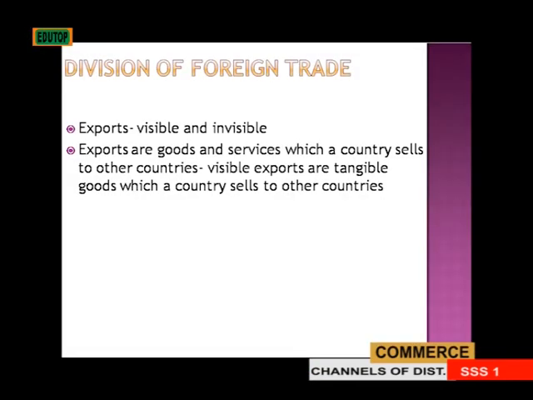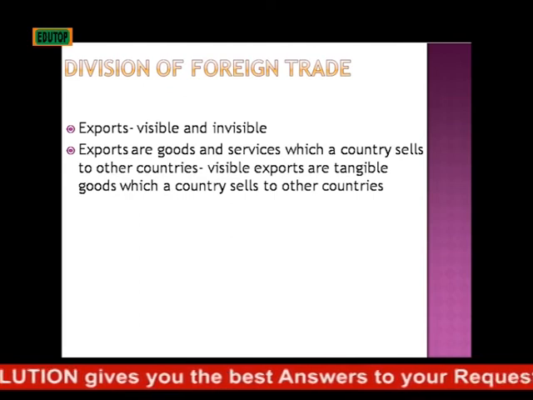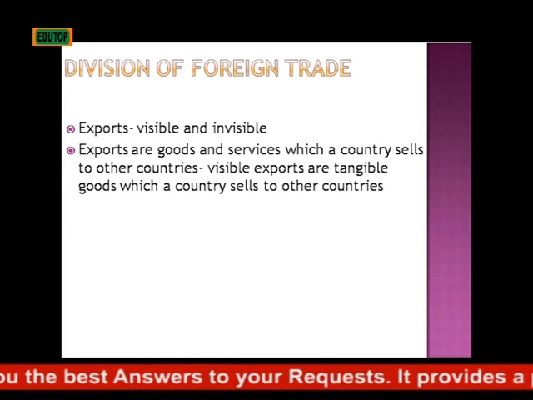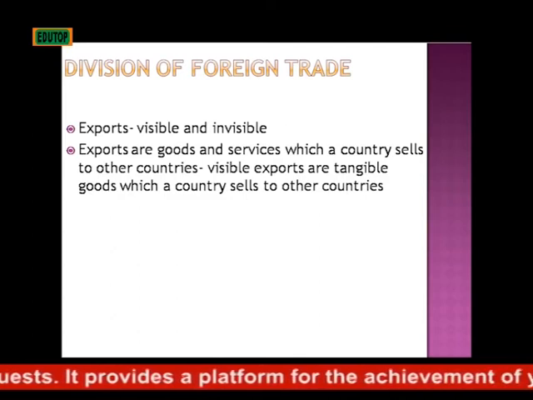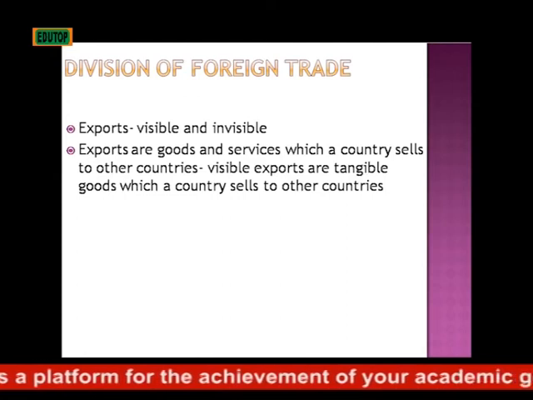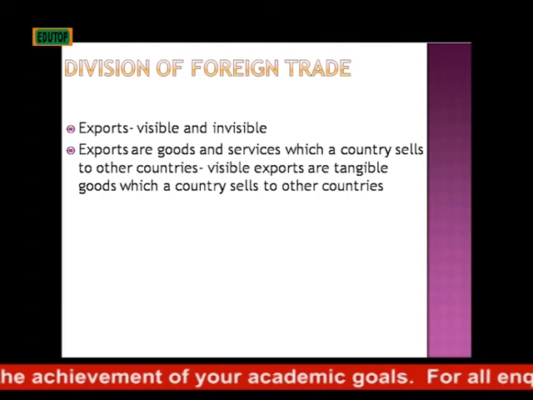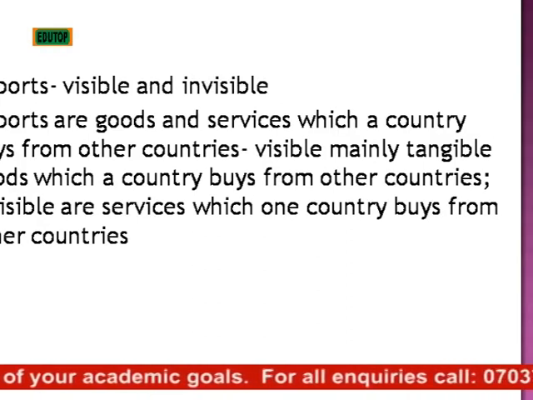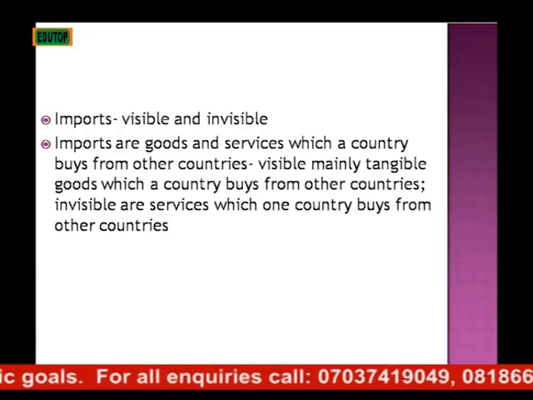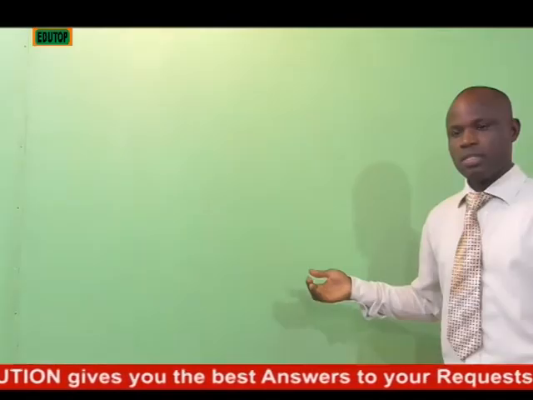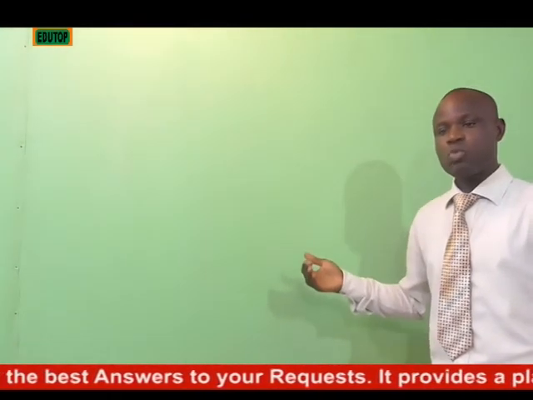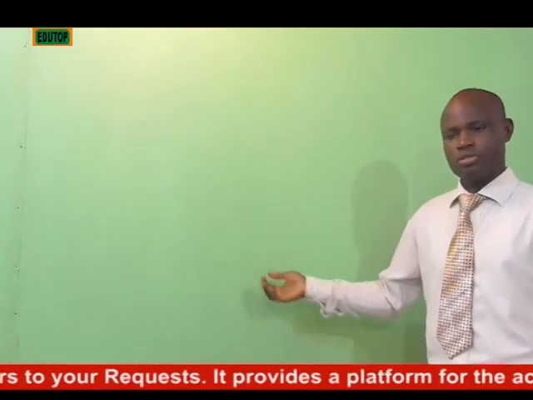Now let's talk about the division of foreign trade. Exports. Under export we have visible and invisible. Exports are goods and services which a country sells to other countries. Visible exports are tangible goods which a country sells to other countries. Invisible exports are mainly services which a country renders to other countries. Imports, we have visible and invisible. Imports are goods and services which a country buys from other countries. Visible imports are mainly tangible goods which a country buys from other countries. Invisible imports are services which one country buys from other countries.